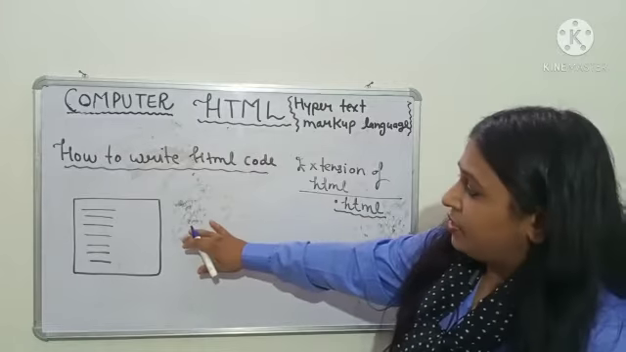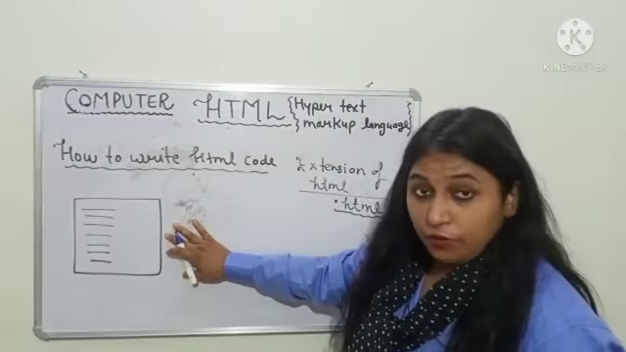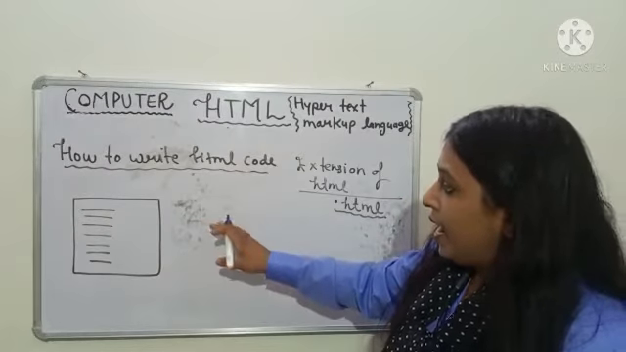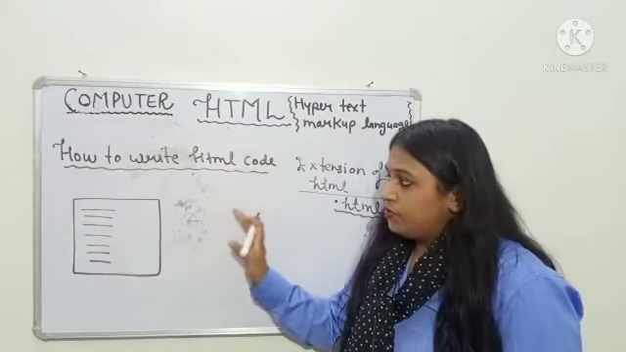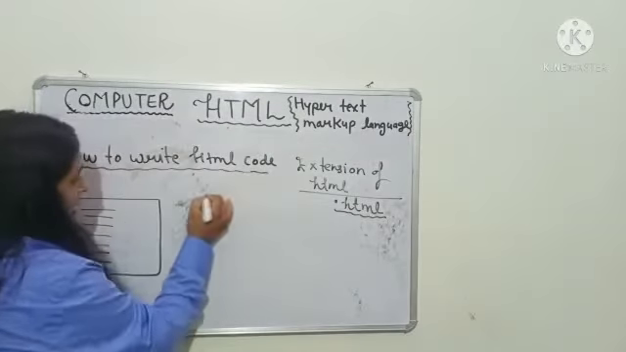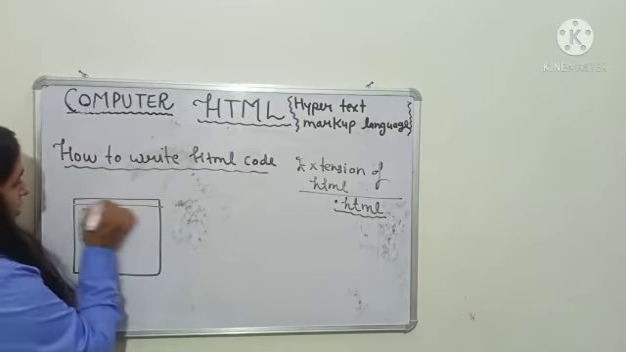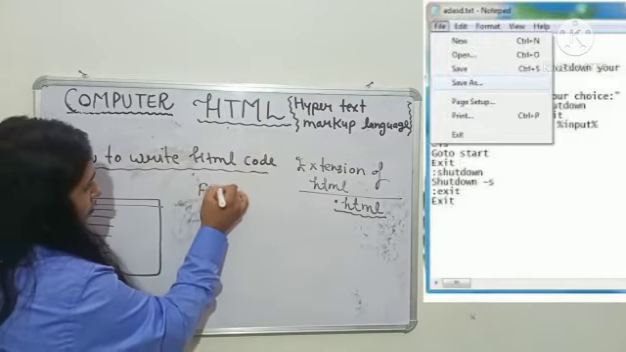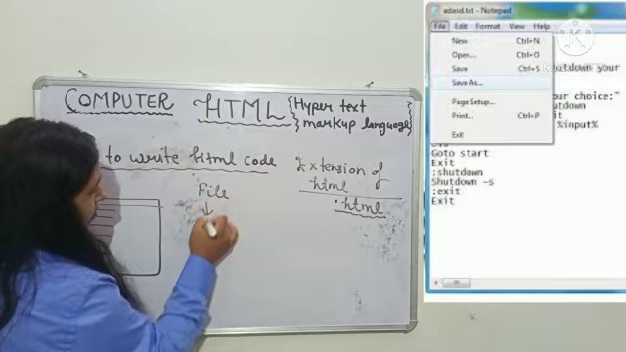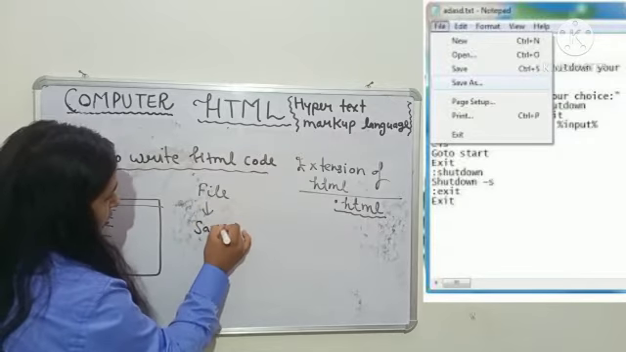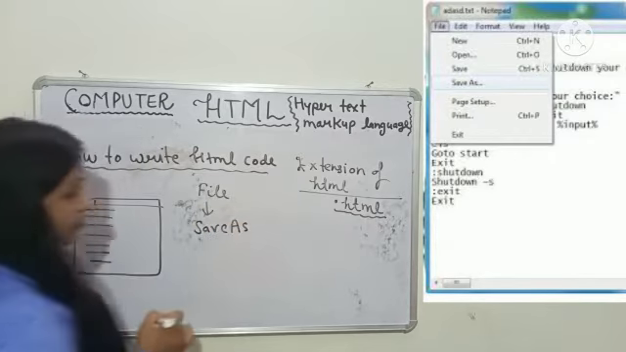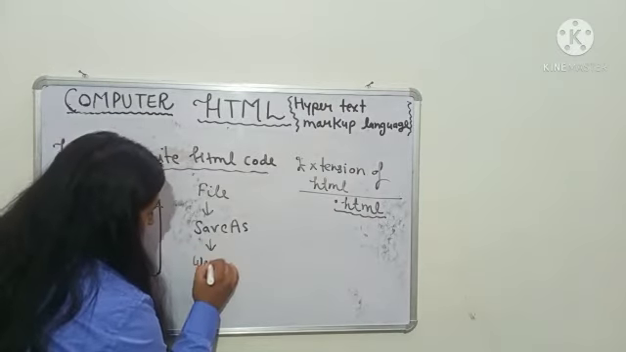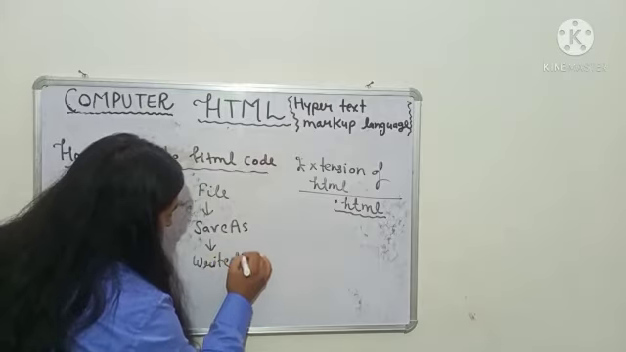So suppose we have written a program in Notepad. Now I want to save this program. We first click on file. Here is the file option. So we first click on the file option, and then we click on the save as option, right? And then we will write the file name.